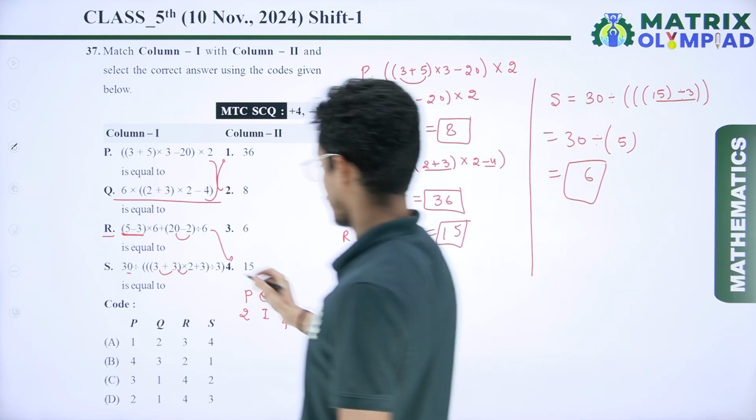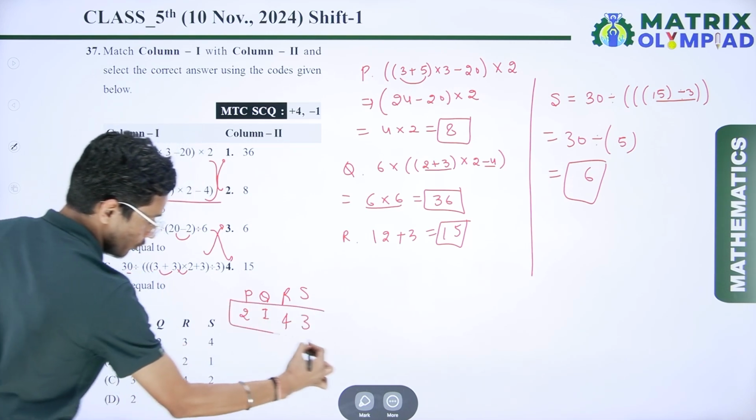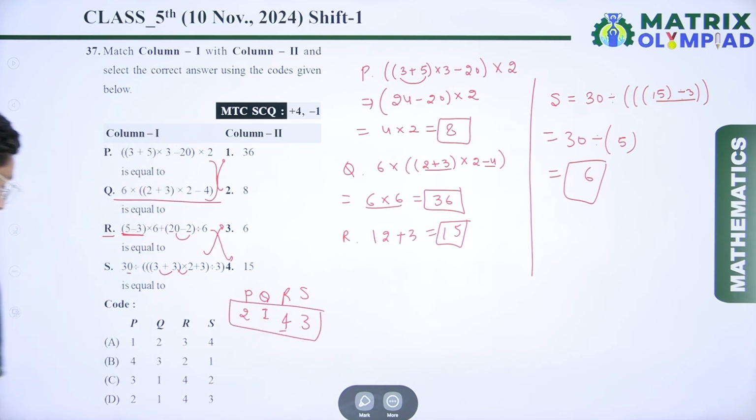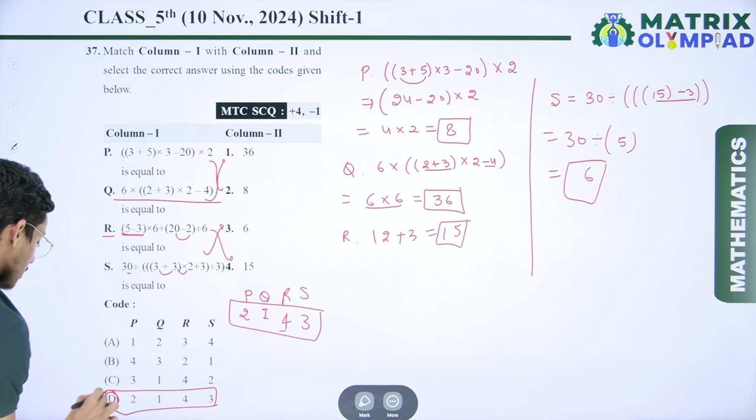It means S is connected to third. So here S is connected to third. So 2143. So check where is 2143. Here option number D is the correct answer.